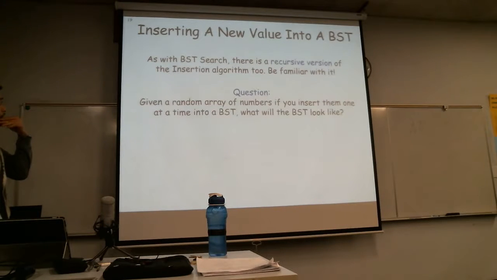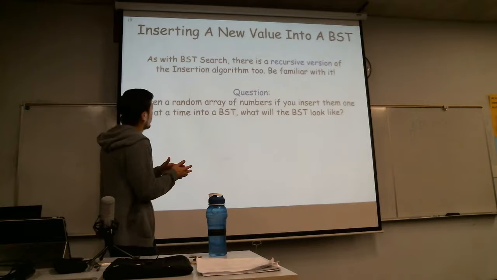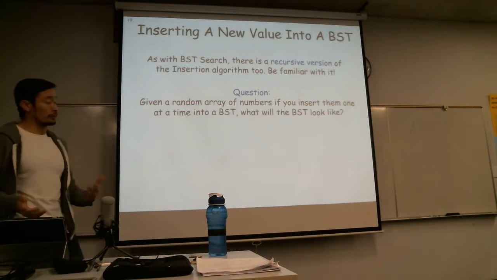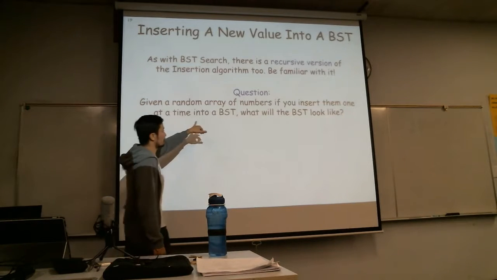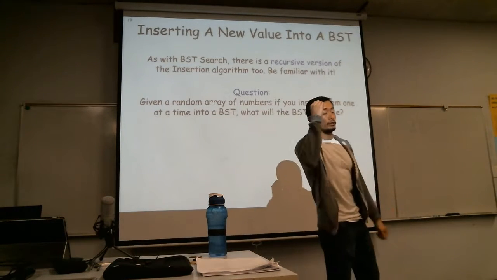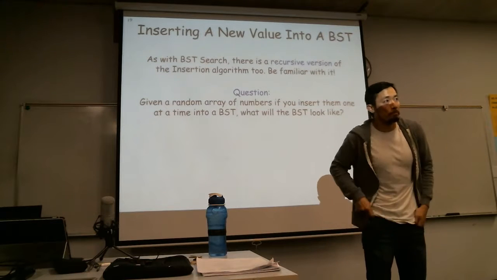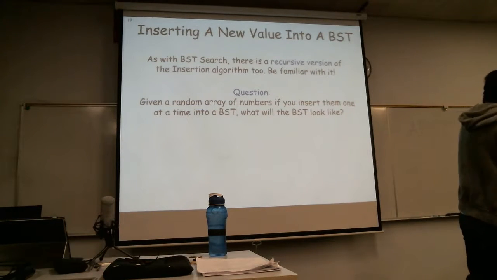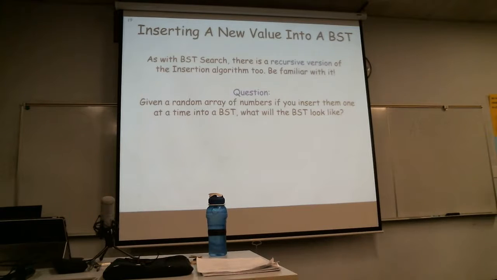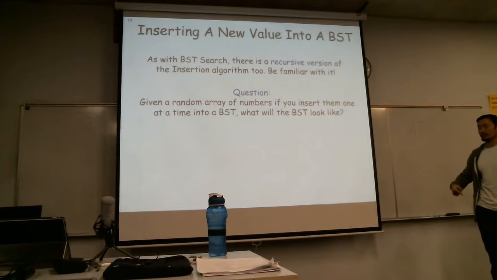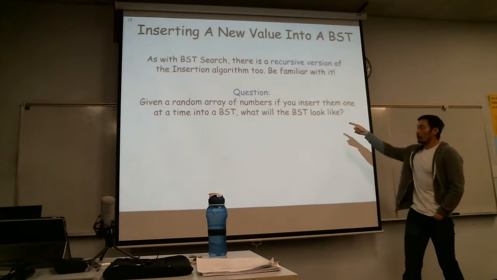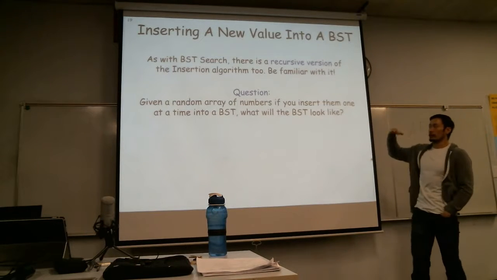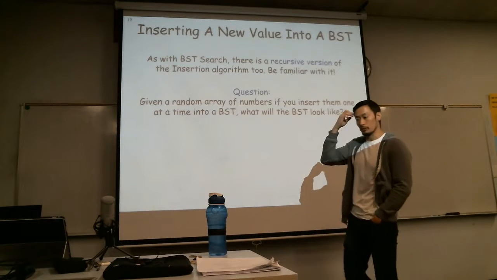And so, as with binary search, there's a recursive version. In fact, you have to figure it out for the project itself. Given a random array of numbers, if you insert them into a binary search tree, what would the binary search tree look like? This is an excellent interview question, and possibly a final question. Every now and then, I'm just going to shout the word final just to get people's attention. So given a random array of numbers, if I went through that array and started inserting into our binary search tree, what would be the structure of this binary search tree?